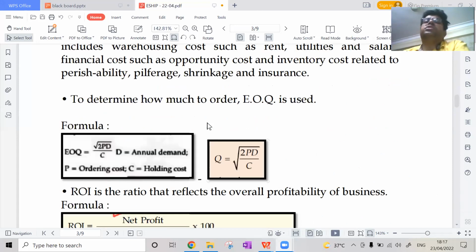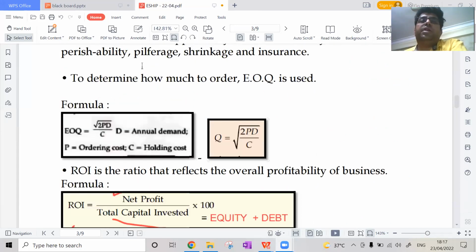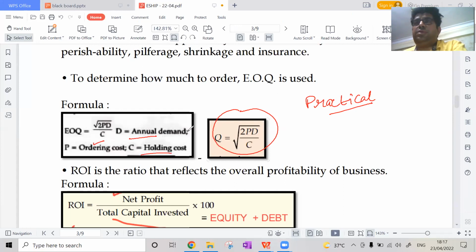Now, coming directly to the formula, which has been given in your NCERT, it is square root of 2PD upon C. Now, what is P? P is the ordering cost. This was being taken in your practical examination. If you remember, everybody has given the practical exam of V-ship, and this has been taken under the practical exam as well. D is the annual demand, and C is the holding cost, or it is known as the carrying cost. Practicals, we will be discussing that also.